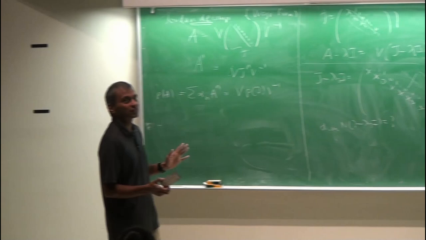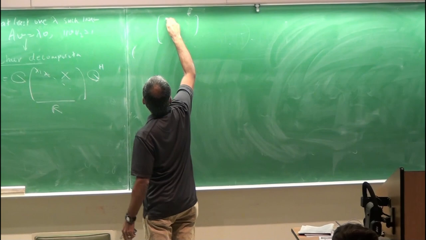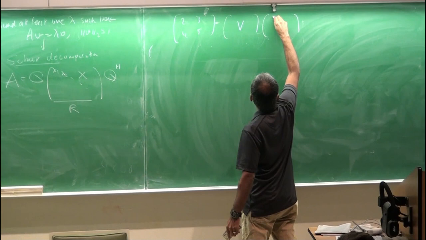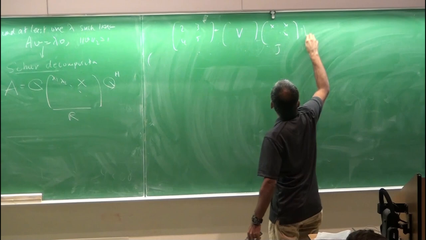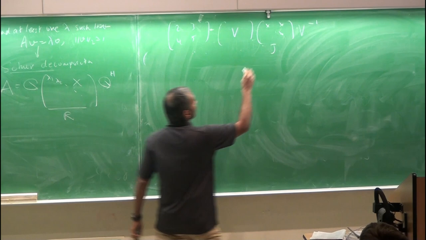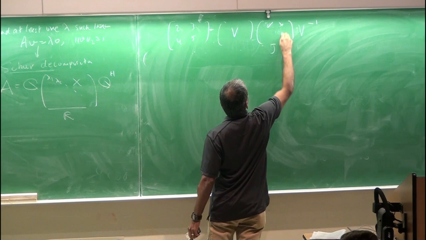When we try to find the Jordan decomposition, we're given a matrix A, say 2, 3, 4, 5 on this side. We need to find these four numbers on this diagonal. This is my J, and then this V inverse. Those are the numbers we have to find. But if I tell you what the numbers are on this part of the J matrix, if I tell you the eigenvalues, then the problem is almost done.